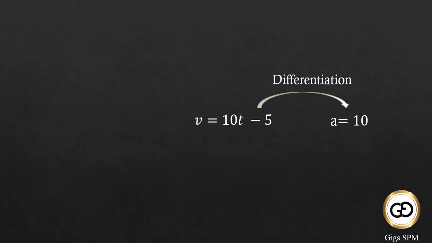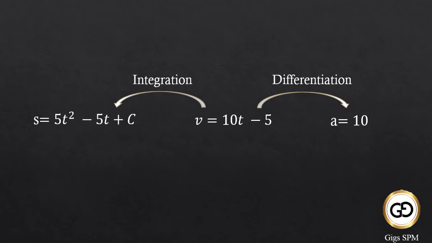To solve it, let's say the given velocity is 10t minus 5. In order to find the acceleration, we differentiate, and we get 10. In order to find the displacement equation, we integrate it, and we get s equal to 5t squared minus 5t plus c. If given a point, we can solve for c, and that's the final answer for both.